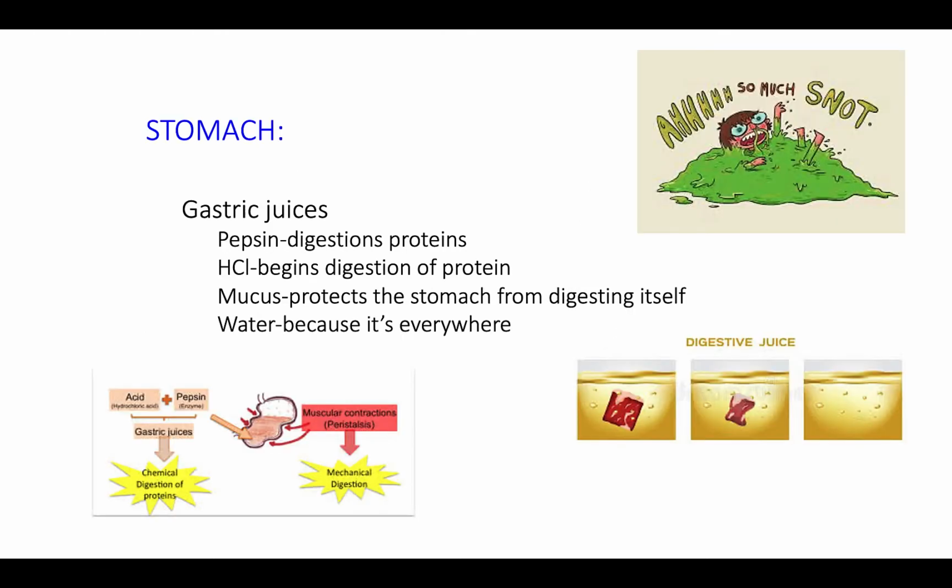In the stomach, we have the gastric juices: pepsin, which is an enzyme that breaks down proteins, and hydrochloric acid that begins the digestion of proteins. We have mucus. Yes, it's the same stuff that protects the stomach from digesting itself, and water, because water's everywhere.